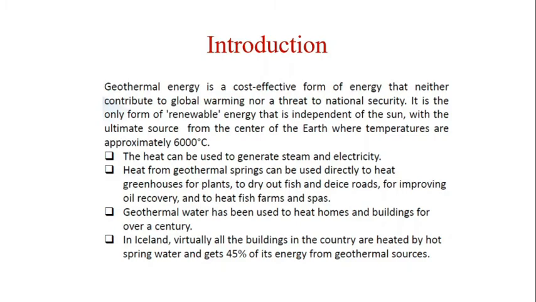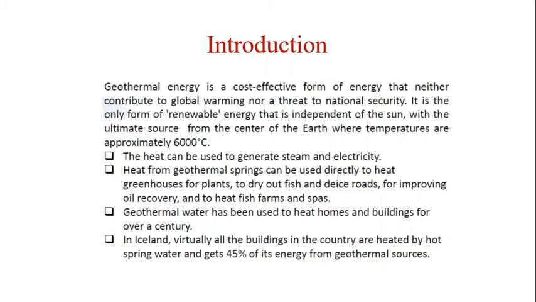Geothermal energy is a cost-effective form of energy that neither contributes to global warming nor is a threat to national security. It is the only form of renewable energy that is independent of the sun, with the ultimate source from the center of the earth where the temperatures are approximately 6000 degrees Celsius. The heat can be used to generate steam and electricity.